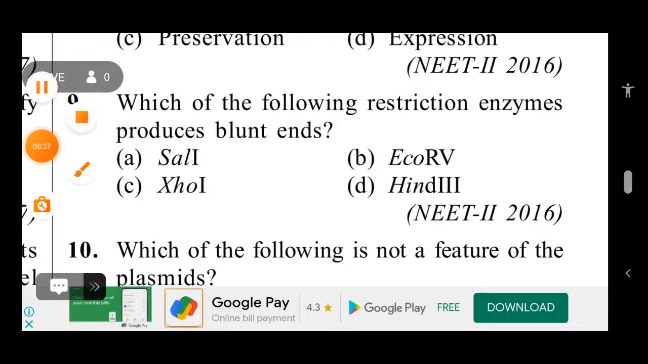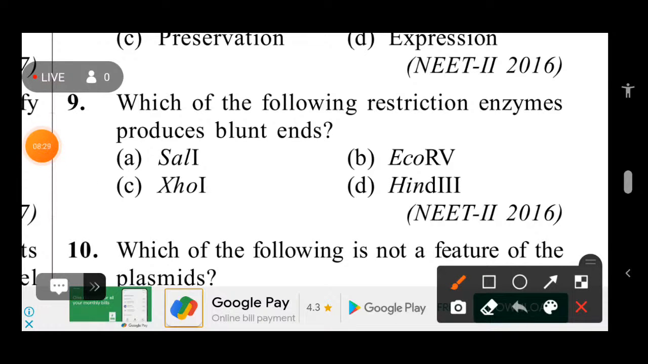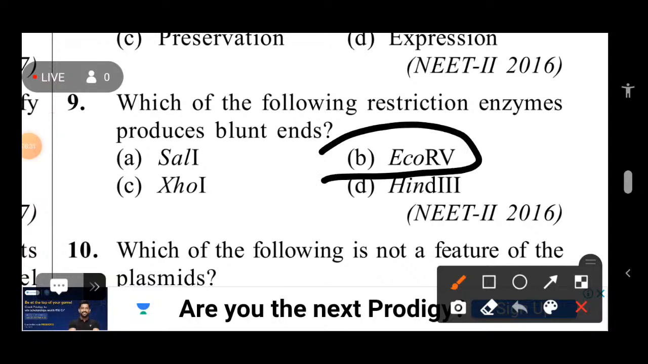So I think you know about sticky and blunt end. So for this question, option B is the correct answer, because EcoRV produces blunt end and the other three produce sticky end.